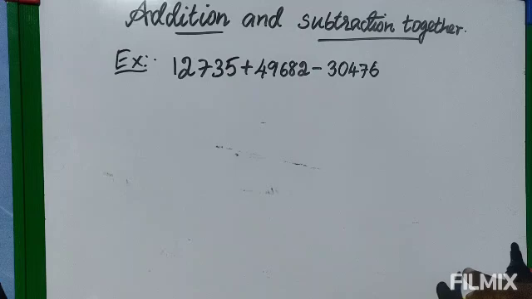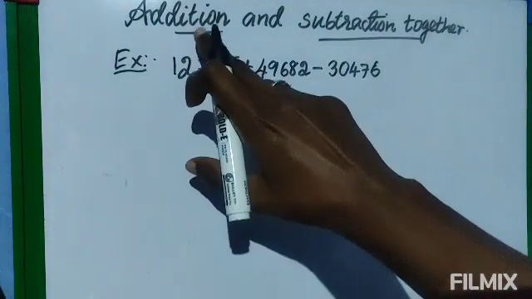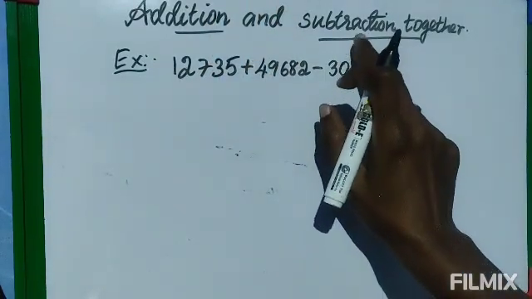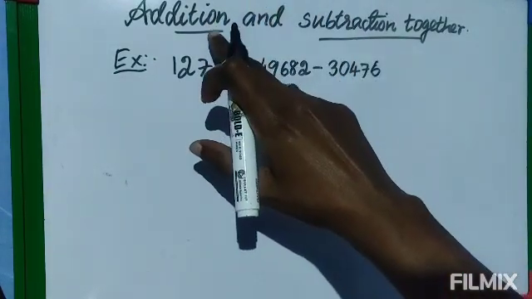The next one is addition and subtraction together. When these 2 come together, you have to do the addition first. You should not do the subtraction first. Always you have to do the addition first.